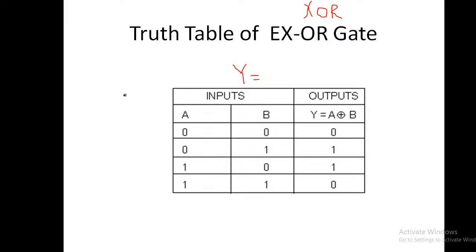So it is a symbol, a plus encircled. How will you expand this one? Basically it means A bar B plus A B bar. It is A bar B plus A B bar, as simple as that.